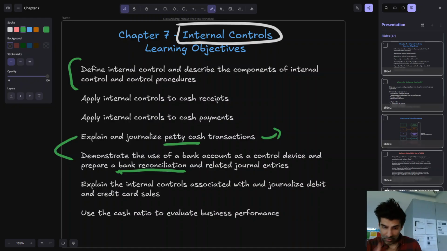This is also an important one, debit and credit card sales. So that's kind of a peripheral topic. And then we'll talk about one of the financial ratios, the cash ratio. But really, the main learning of this chapter, I would say, is number one, the bank reconciliation.